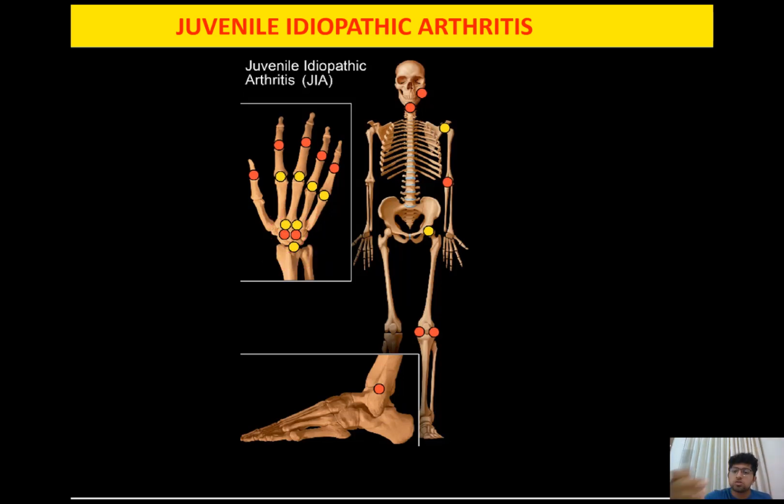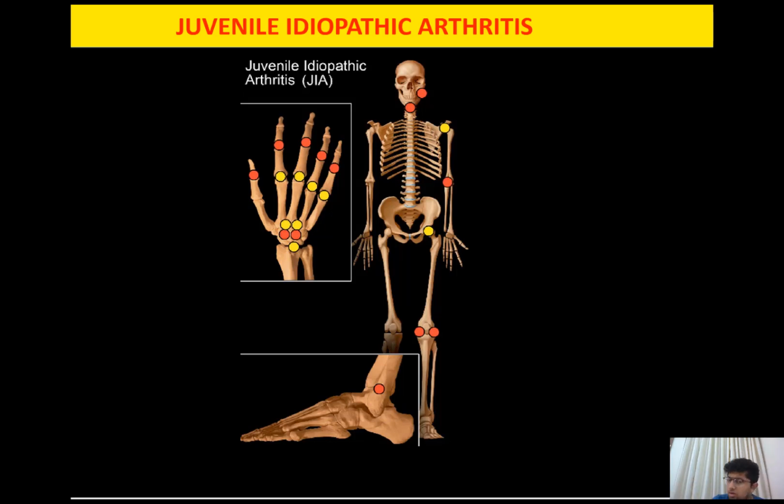Other than that, the cervical joints are also involved. The involvement of the cervical joints again will have fusion of the cervical vertebral bodies. Because of this early fusion of the vertebral bodies, there will be a reduction in the height of the patient. So there will be short stature because of the premature fusion of these bones.